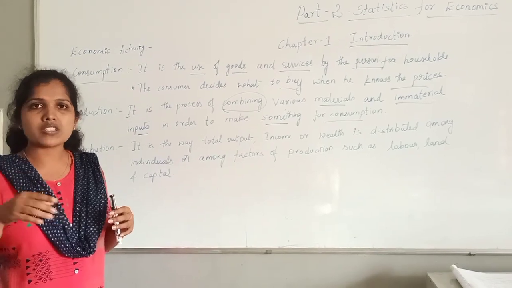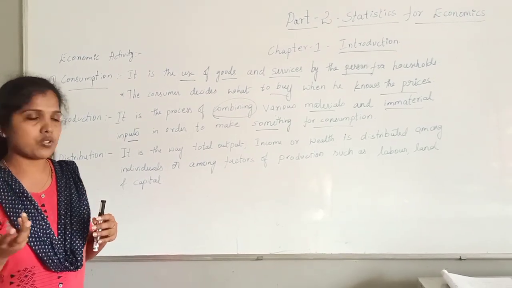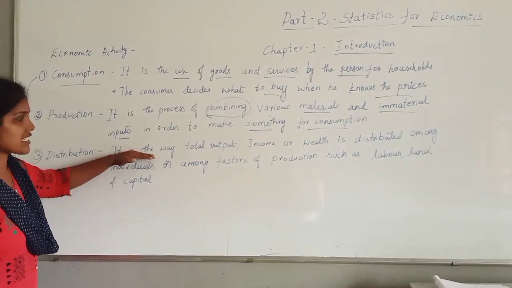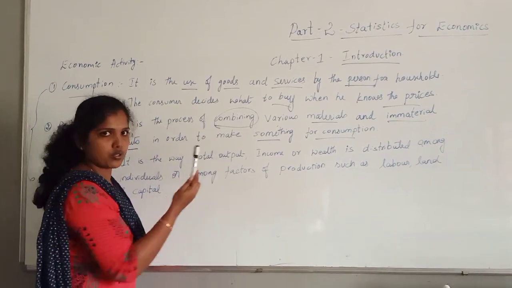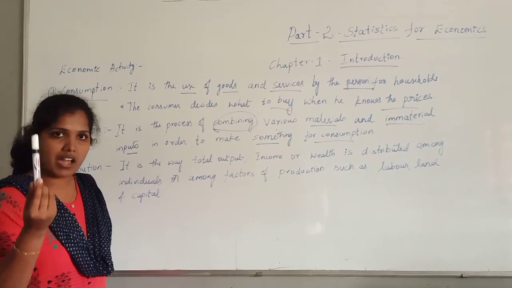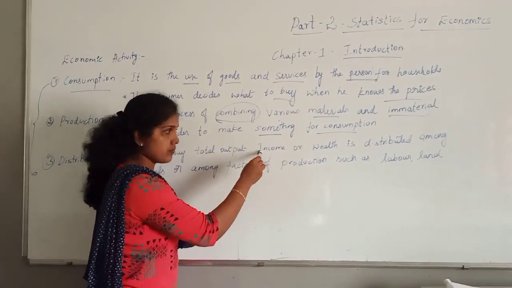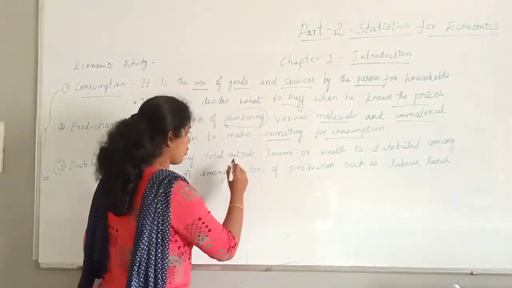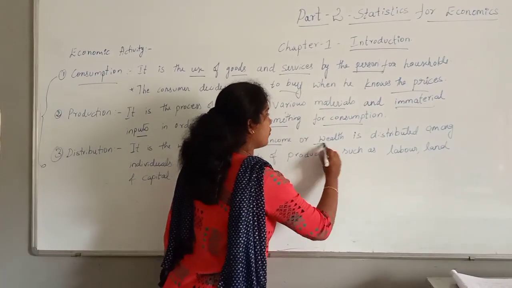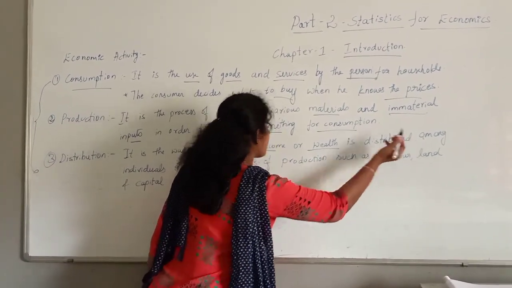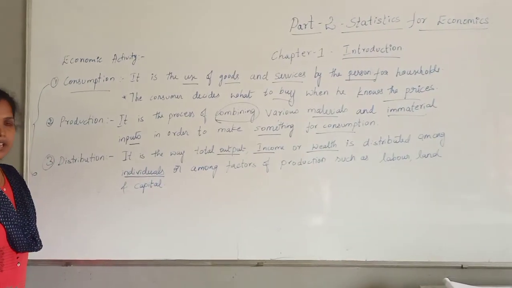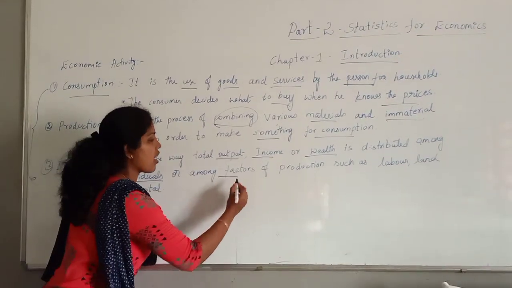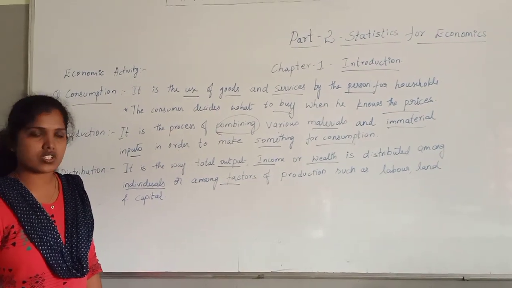So that process is known as distribution. You can understand, it is the way or a method by which the total output, here you can say the output is the marker, or income or wealth, is distributed among the individuals, or among the factors of production.